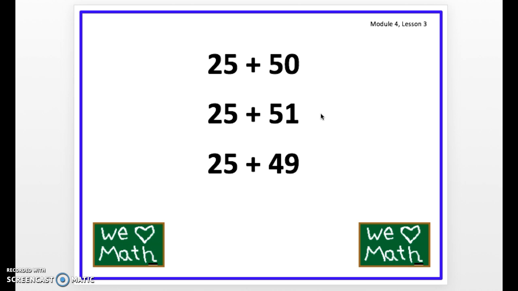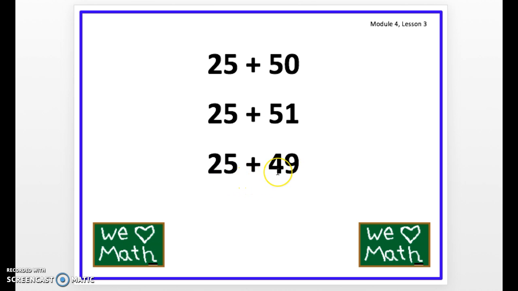We can use numbers to help us add up other numbers, especially when they end in a 0 at first. So let's look at our third problem. 25 plus 49. Again, all the 25s are the same. Now this 49 and this 50 are different by 1, but this time it's less than. 49 is less than 50, but it's only less than 50 by, what is it? Yeah, 1. So 25 plus 50 is 75.